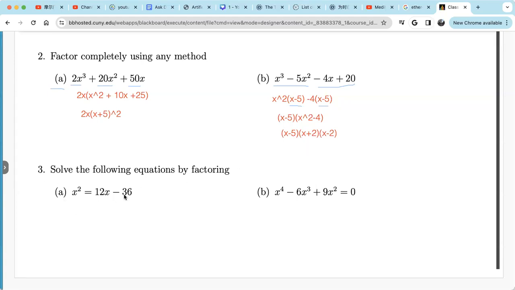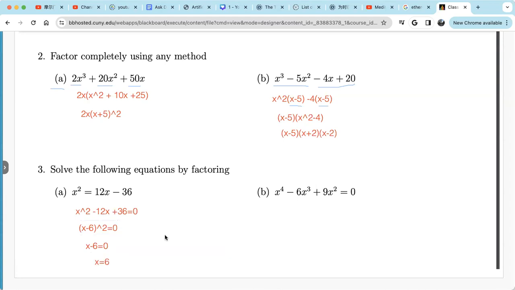Let's see 3. We'll solve these quadratic equations. So we want to move all the terms to the left-hand side. So we have x squared minus 12x plus 36 equals 0. And we want to factor this. We see this is a perfect square. This can be factored as x minus 6 squared equals 0. That means if a square is 0, x minus 6 is 0. Move negative 6 to the other side, x equals 6.